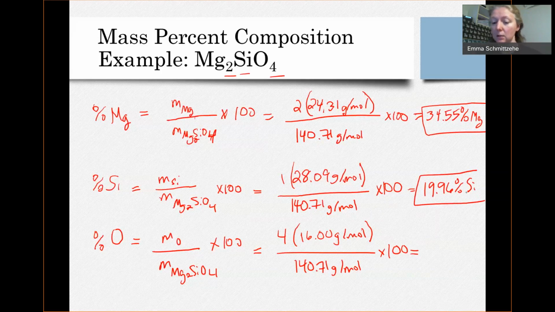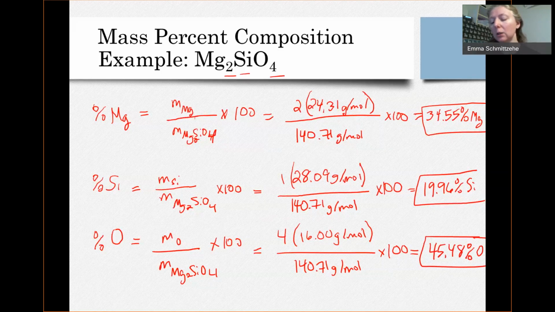And then, let's see, 4 times 16 divided by 40.71. Multiply the result by 100, and I get 45.48% oxygen. Okay, so those 3 percentages together, that's called the percent composition. So that's the percent composition of that particular compound.